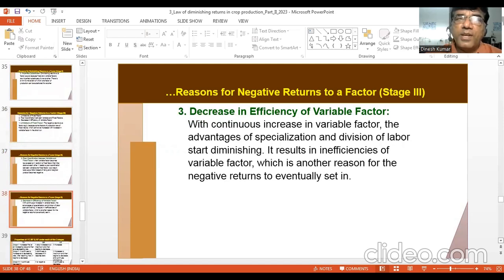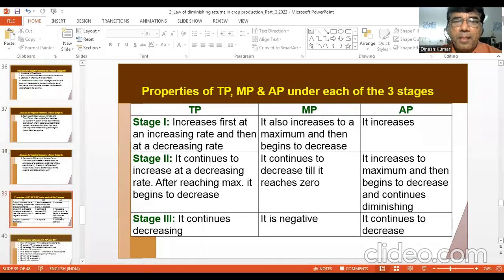Decrease in efficiency of variable factor. With continuous increase in variable factor, the advantages of specialization and division of labor start diminishing. So here you can simply say that too many cooks spoil the dish. If you have so many people cooking food, then your dish will be spoiled. Likewise here, it results in inefficiencies of the variable factor, which is another reason for the negative returns to eventually set in. Now see the properties of TP, MP, and AP under each of the 3 stages.